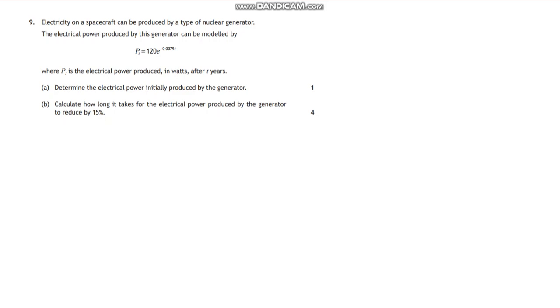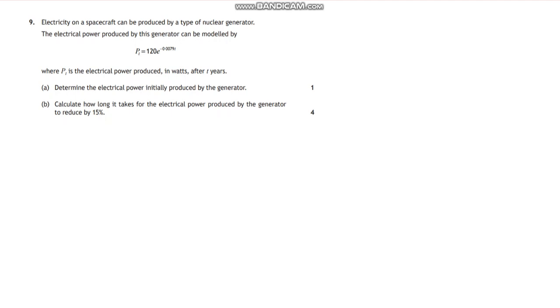Question 9, clearly an exponential question, so the minute you see something like this you should be thinking that you're going to be taking your natural logs of both sides to solve this. It's a great question to learn, really good. The only thing that can be a bit difficult is getting through some of the words, so let's have a wee read then. So we'll get electricity on a spacecraft and produces power.